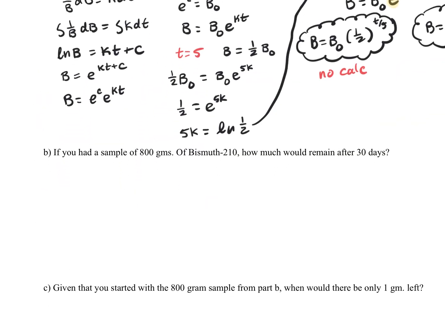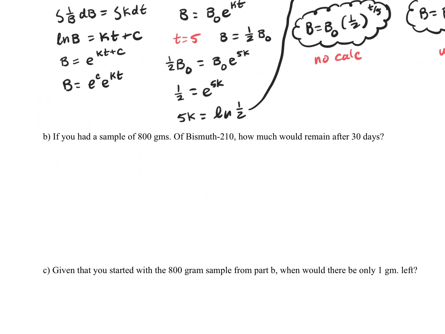All right, let's look at part B. So this says if you had a sample of 800 grams of this element, so that's our starting amount, so B naught, how much would remain? So they're asking us to solve for B after 30 days. So that's going to be our T value. So we could plug this into either formula. So we could say B equals 800, our initial amount, times 1/2 to the power of 30 over 5.